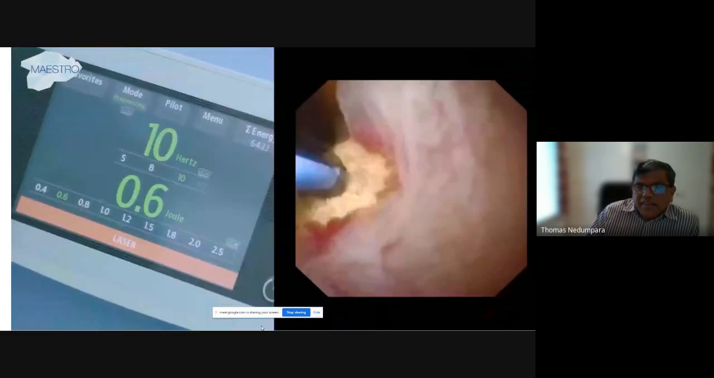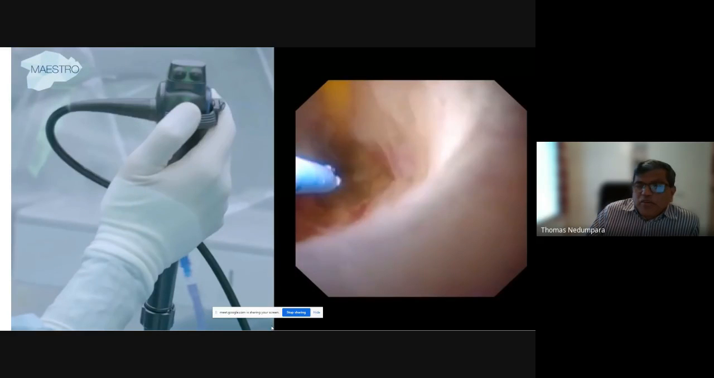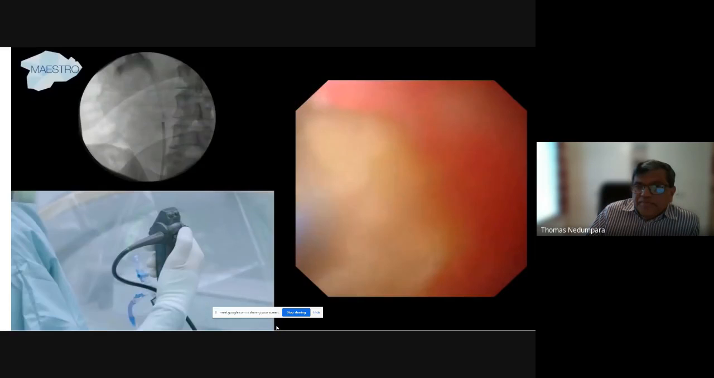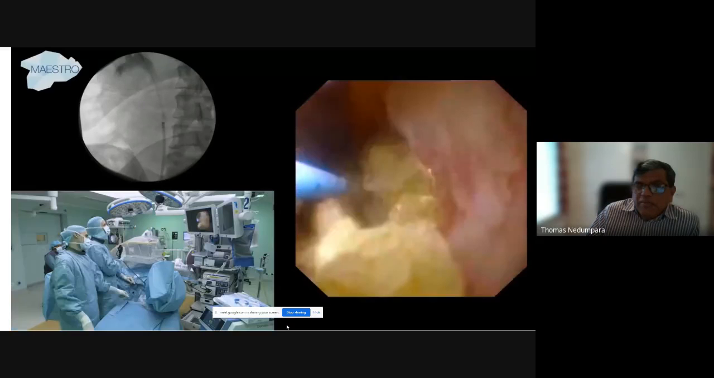So almost all the stones have been made into small fragments, which have washed out into the bladder. There are still some stones there which are being broken.